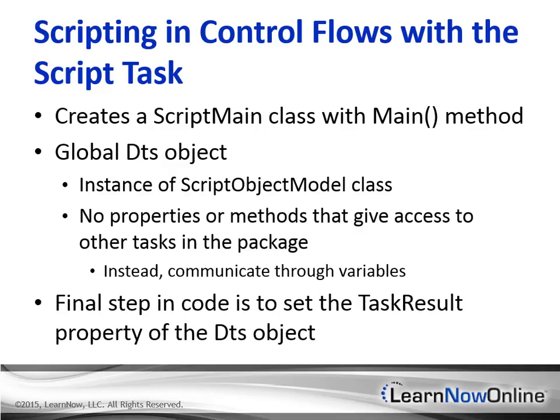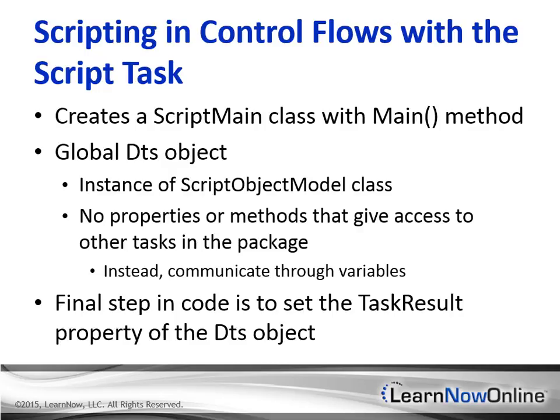The final step in any script task code should be to set the TaskResult property of the Dts object. You can set this to either Success or Failure, which are values of the ScriptResults enumeration. This value notifies the Integration Services runtime whether the task succeeded or failed, and the runtime then uses that value in the package's control flow logic based on the precedence constraints that you configured. If you don't explicitly set the TaskResult property, Integration Services assumes that the script always succeeds.